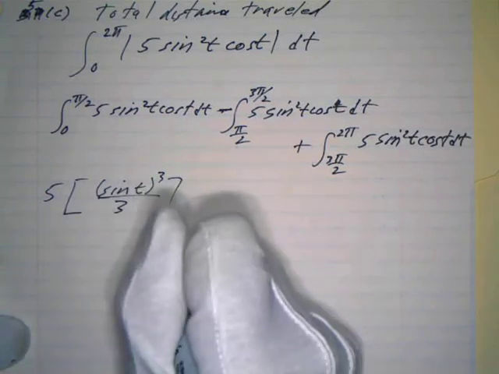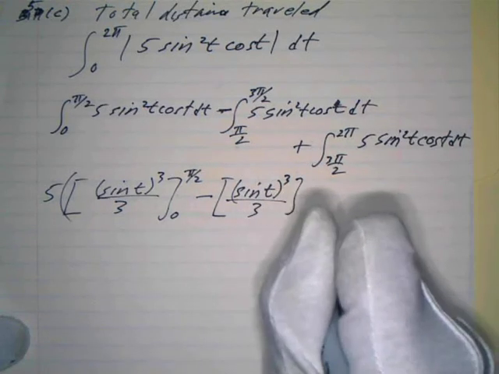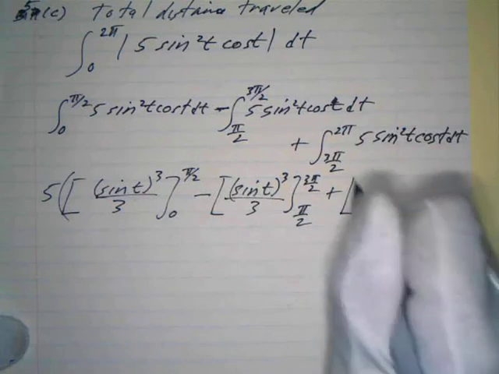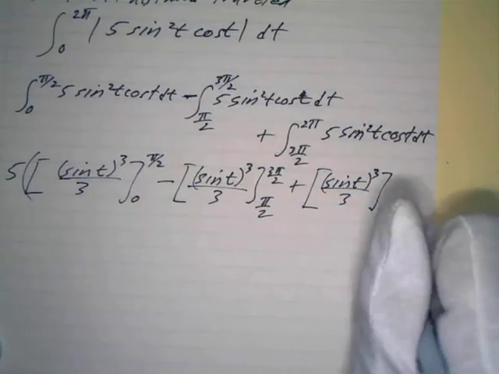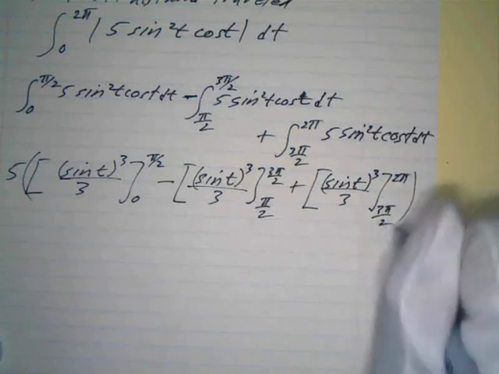Now I'm going to pull all these 5's out. And remember, we already took the antiderivative, so we know the antiderivative of this is going to be u to the n du. So it's going to be sine t cubed over 3, evaluated from 0 to pi over 2, minus, and there's kind of a big parentheses about that because it's all multiplied by 5, sine t cubed over 3 from pi over 2 to 3 pi over 2, and then plus, finding this last one, sine t cubed over 3, from 3 pi over 2 to 2 pi, and that's all going to be multiplied by the 5.